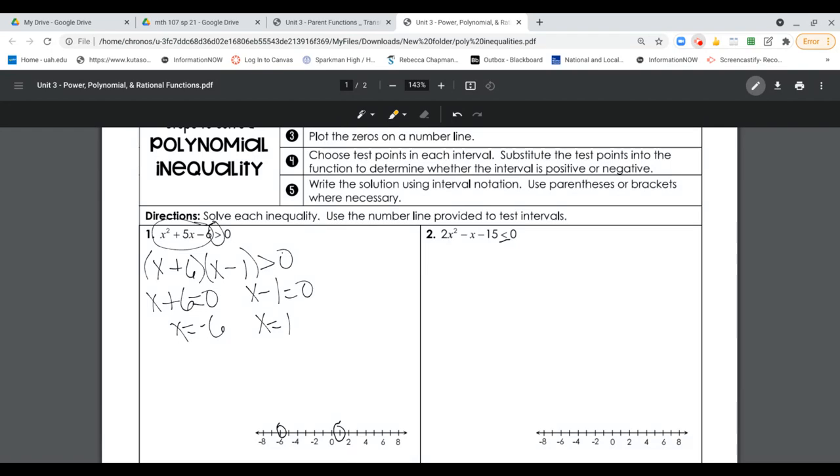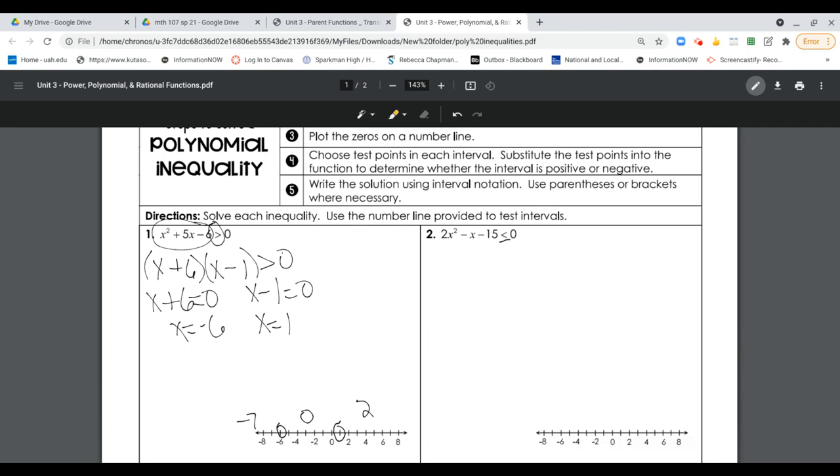So now we're to step 3, where we choose a test point in each interval. So in each interval, I'm going to choose a point. So I'm going to choose negative 7, which is to the left of negative 6. I'm going to choose 0, which is between negative 6 and 1. And then I'm just going to choose 2, which is to the right of that other key value.